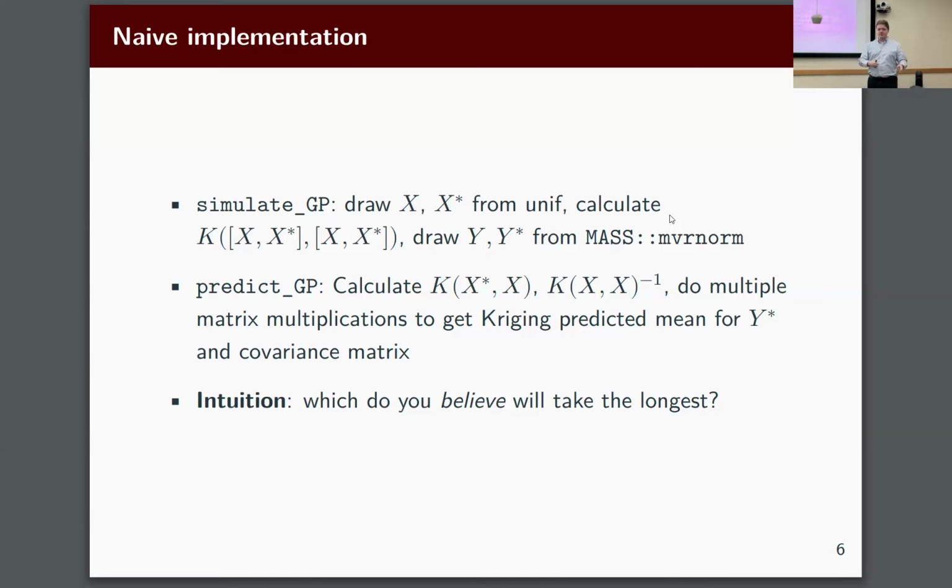Then, second function, we're going to calculate the kernel. We're going to invert the kernel of X in itself, that pairwise kernel. And then we'll do a couple matrix multiplications. This is the standard BLUP estimate for multivariate normal. So we'll just do these matrix multiplications in order to get the predicted mean and the predicted covariance based on the Kriging approach.